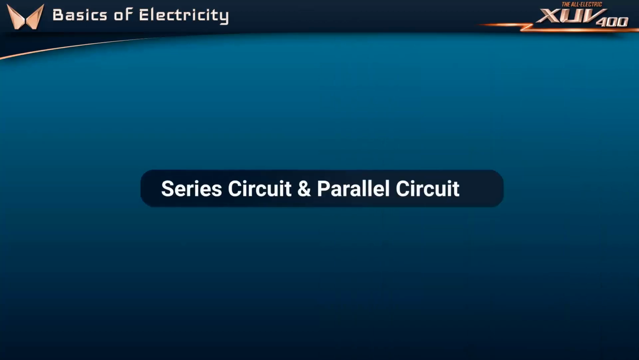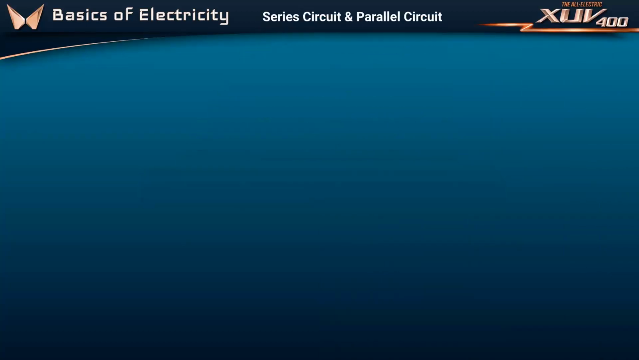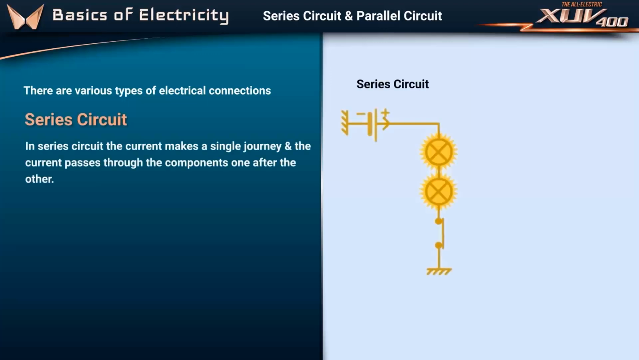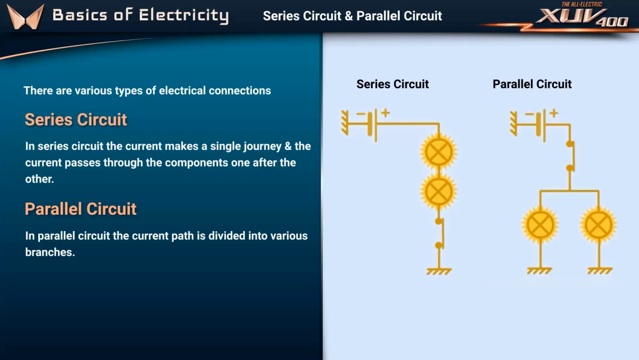Series circuit and parallel circuit. There are various types of electrical connections. Series circuit. In a series circuit, the current makes a single journey and the current passes through the components one after the other. Parallel circuit. In a parallel circuit, the current path is divided into various branches.